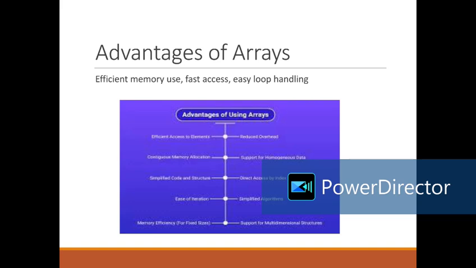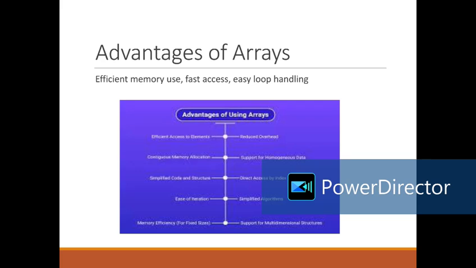Let's summarize the key advantages of using arrays, highlighting why they are such a staple in C programming. Firstly, arrays offer efficient access to elements due to their contiguous memory allocation. This means elements are stored right next to each other, allowing for very fast retrieval using direct indexing. They support homogeneous data, meaning all elements are of the same data type, which simplifies memory management and data processing.